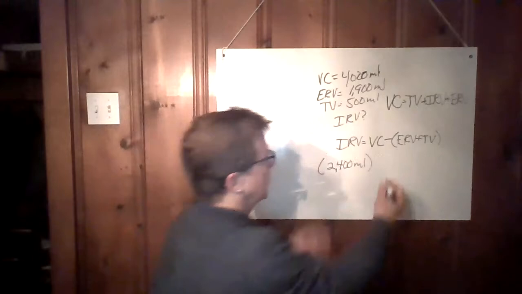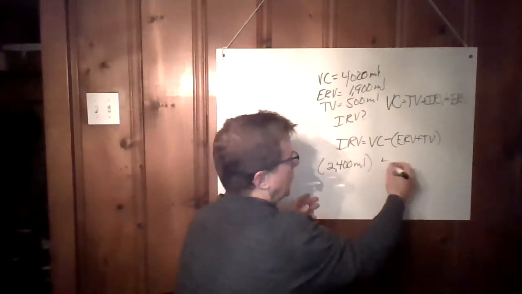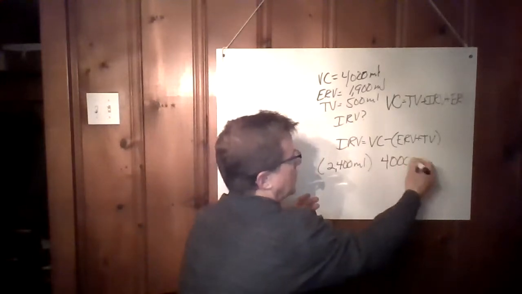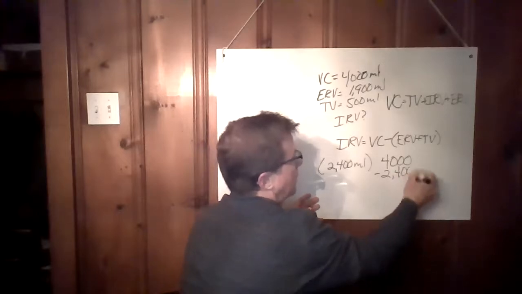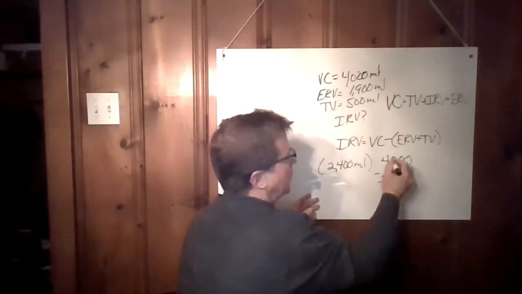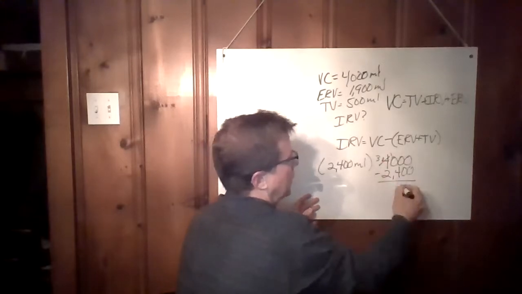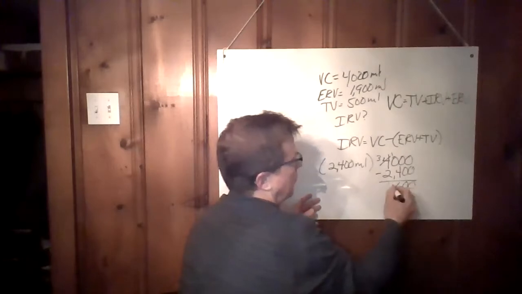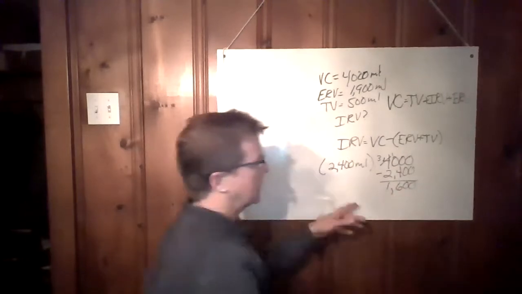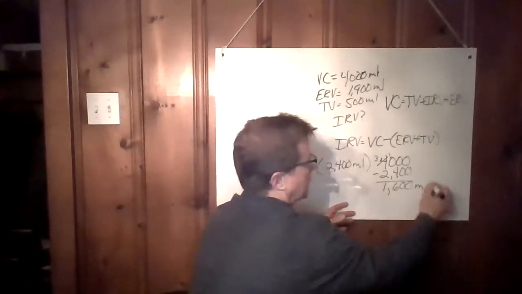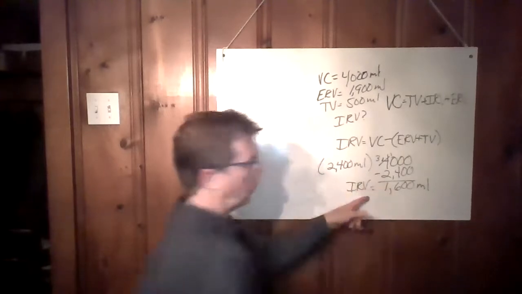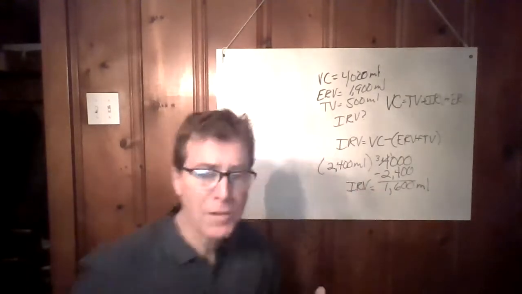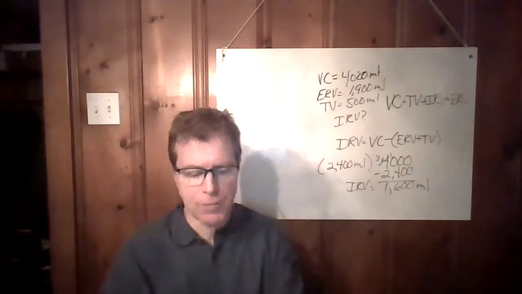My VC was given as 4,000. So I just take 4,000 and subtract 2,400. What does that equal? Let's do the long math. 1,600 mLs. That's IRV. You can watch this video as many times as you'd like if you need practice with that.